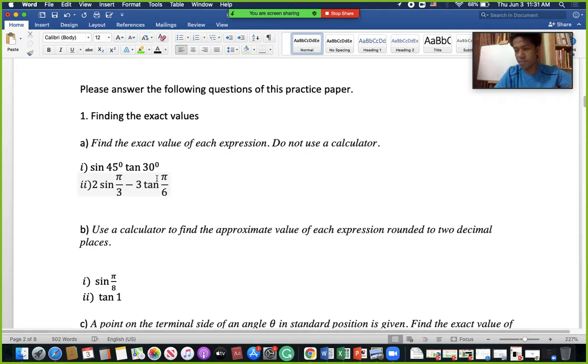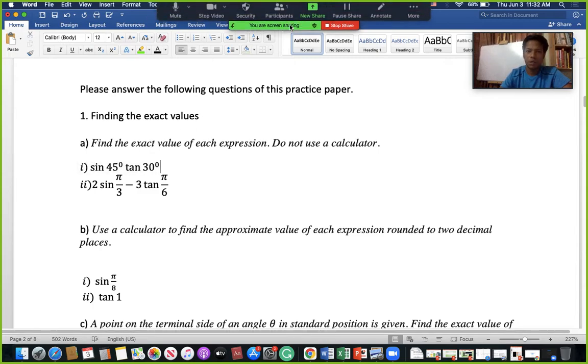Let me show you what it means. Exact value means, suppose sine 60 degrees. Sine 60 degrees equals what? In the calculator, sine 60 degrees equals 0.86602, etc. So many digits, right?